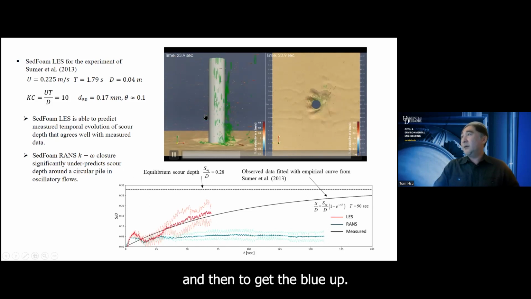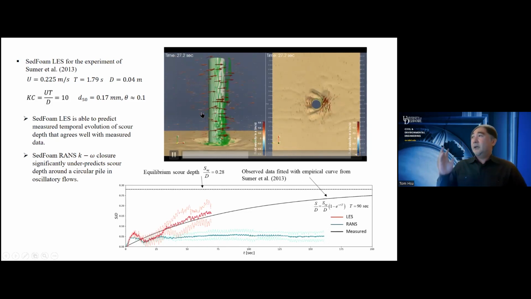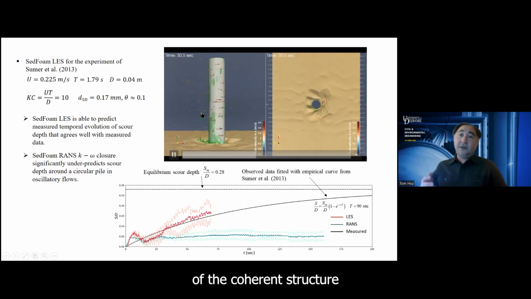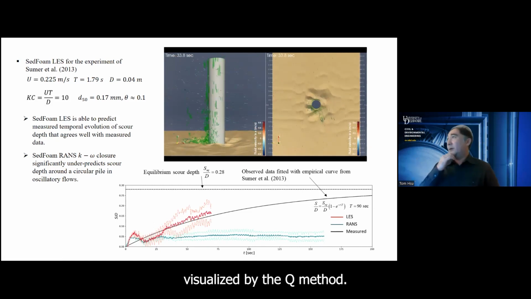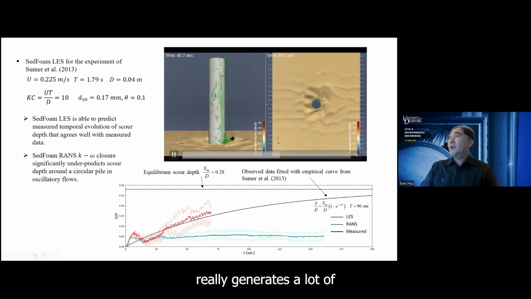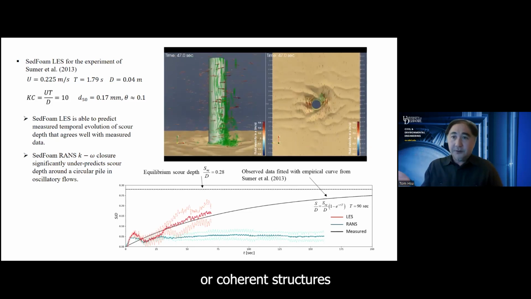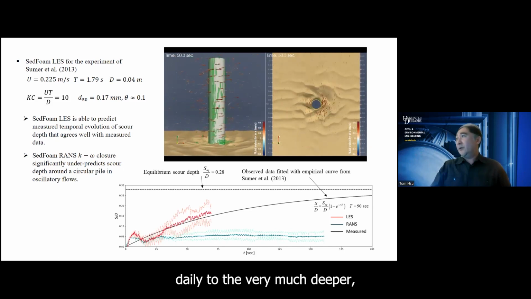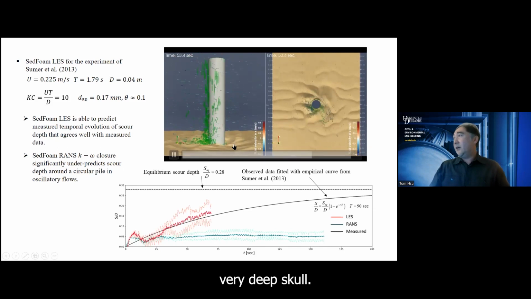And then the green color is the generation of the coherent structure visualized by the Q method. You see that the large eddy simulation really generates a lot of, I don't know how you call it, but in this case, vortices or coherent structures that lead to a very deep scour hole.